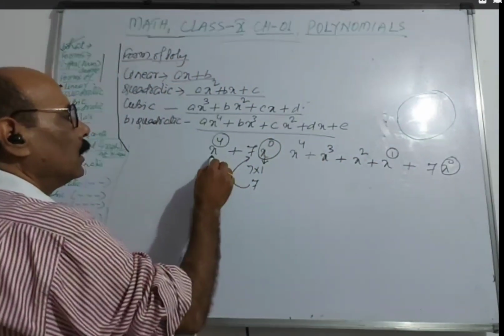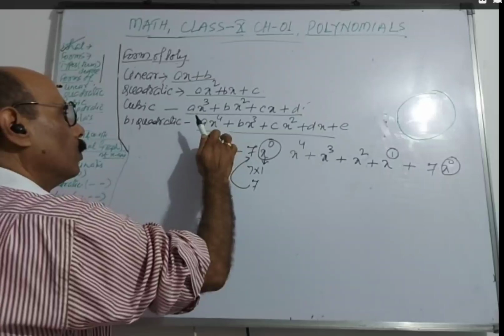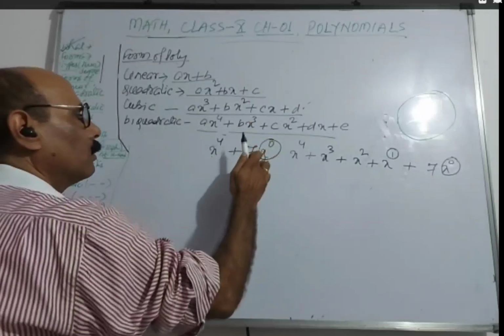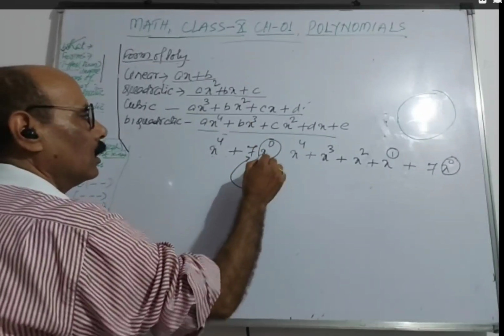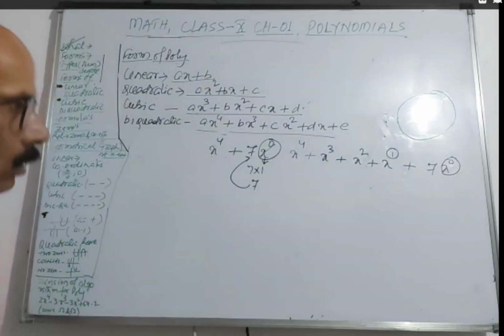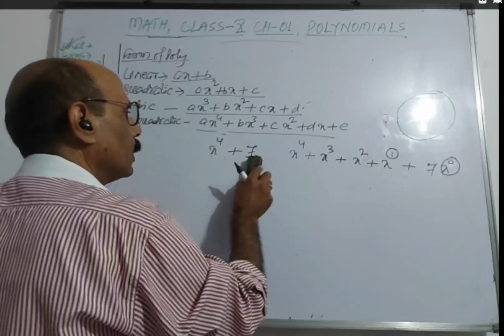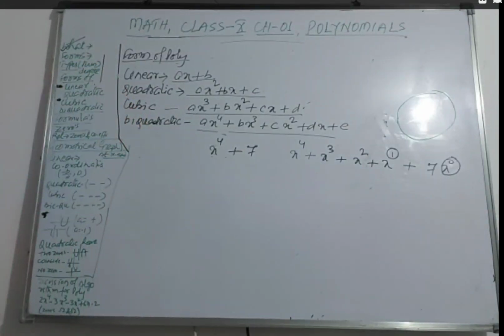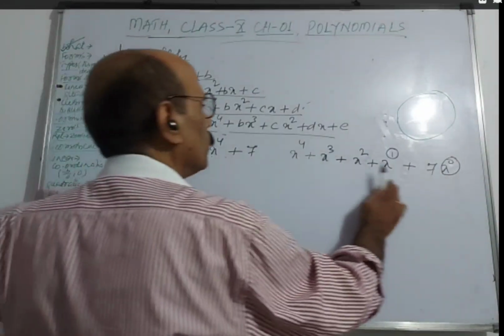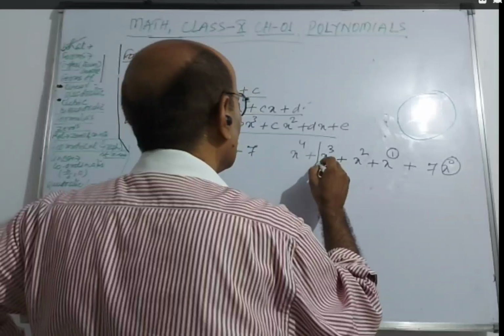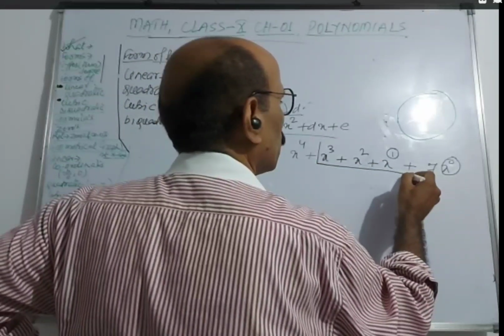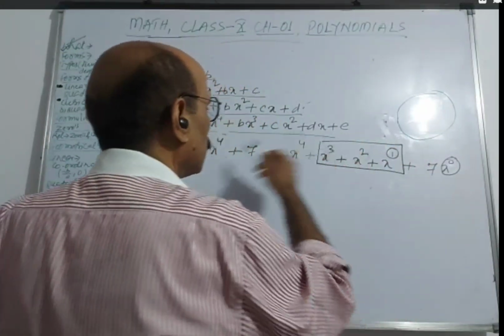But here, see, x to the power 4 and directly 7 is there. Did you understand that 7 is not written with x to the power 0? So this form is deleted. Actually the real form is like this, but these terms are not visible here. Why? They are missing here.